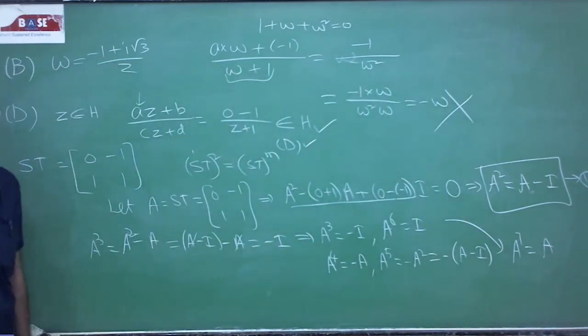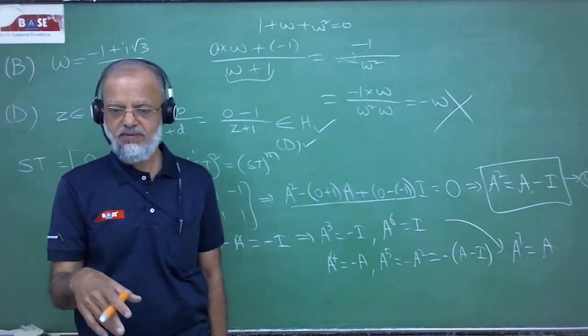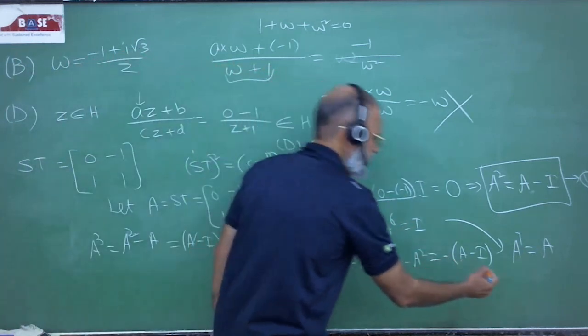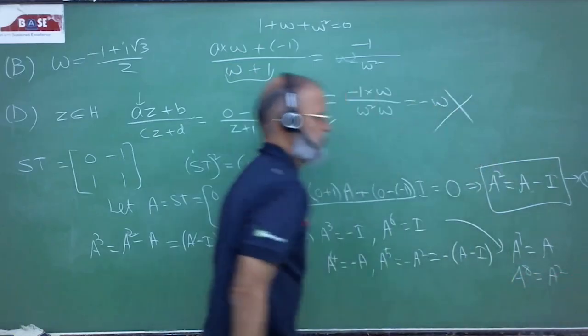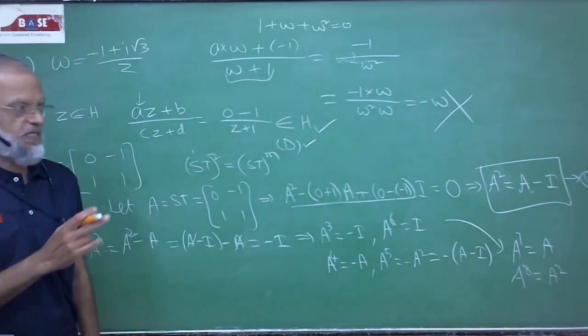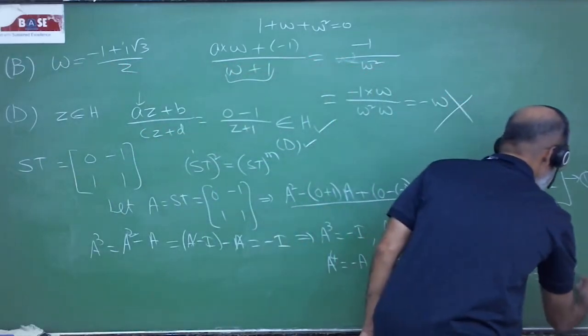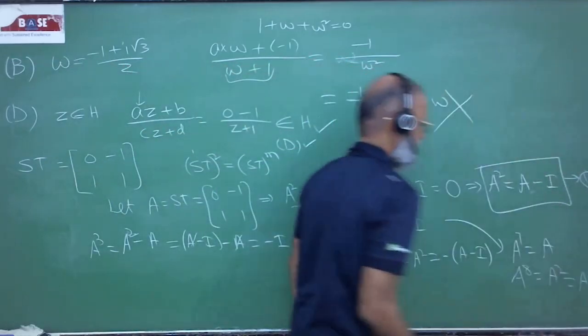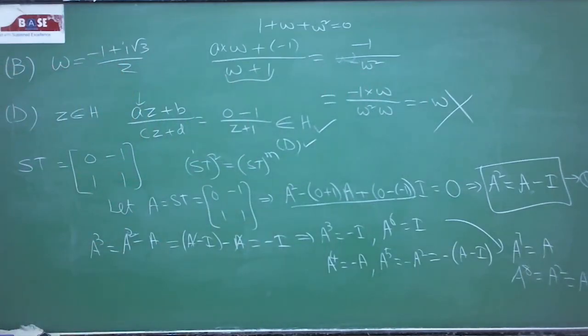Now tell me, what happens if I talk about a power 8? If I say a power 8, this will become a power 8 is equal to a square. Again, just now we have seen a square. What is a square? A square is nothing but equal to a minus i. So a power 8 is not this thing. In the question, what is given is a multiple of 8.